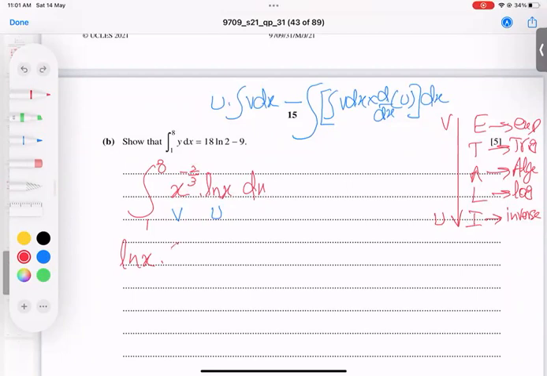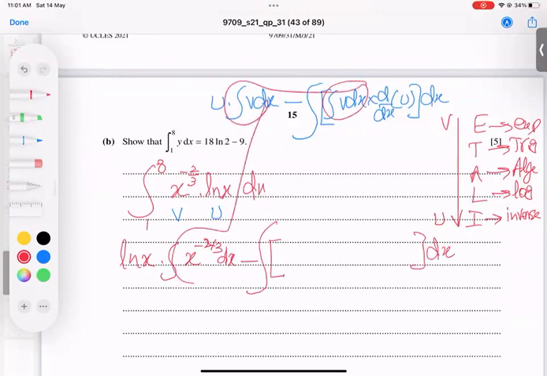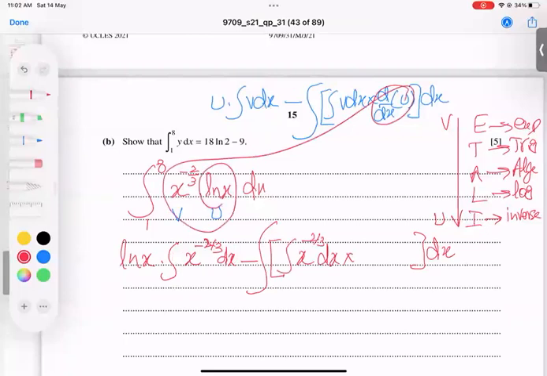So integration of this, minus a big sign of integration. So I'm writing a big sign, a bracket starting, a bracket ending, dx. Then integration of v, the same writing here: integration of x to the power negative 2 by 3 dx, times the derivative of u, where u is ln x. So derivative of logarithm of x. I just wrote the formula only and I'm going to use it.